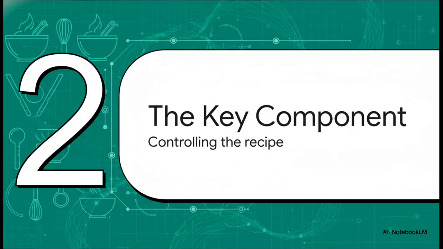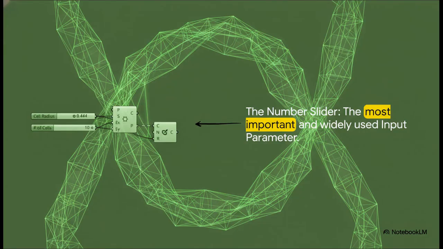Okay, so if we're working with a recipe, we need a way to control the ingredients, right? To add a little more salt, a little less sugar, and that brings us to what is maybe the single most important component in this entire process. And here it is, the number slider. I know, it looks so simple, right? But this little thing is our main control panel. It's the knob we turn, the lever we pull. Honestly, it is without a doubt the most important, most widely used way to input information in parametric design. It's how we talk directly to that recipe we just built.